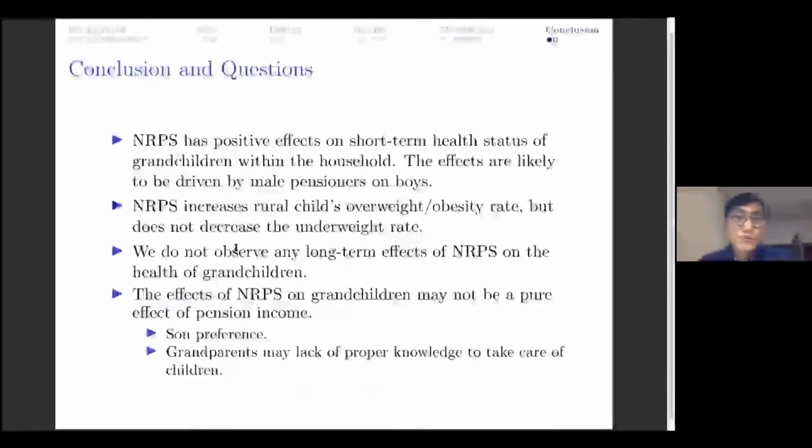So to conclude, firstly, we find NRPS has a positive effect on the short-term health status of grandchildren within the household. The effects are likely to be driven by male pensioners on boys.